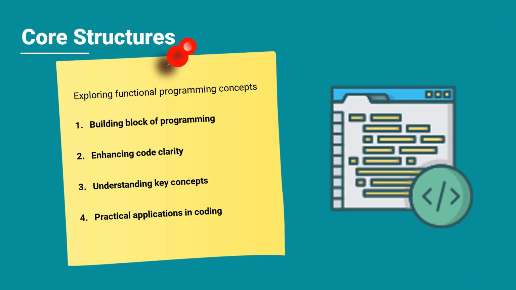In this lesson, we're diving deep into the core functional structures that form the backbone of functional programming. These structures enhance how we work with data in a functional style, focusing on composability and maintainability. So far, we learned that functional programming is a paradigm focusing on the use of functions as primary building blocks for enhanced code clarity and maintainability.